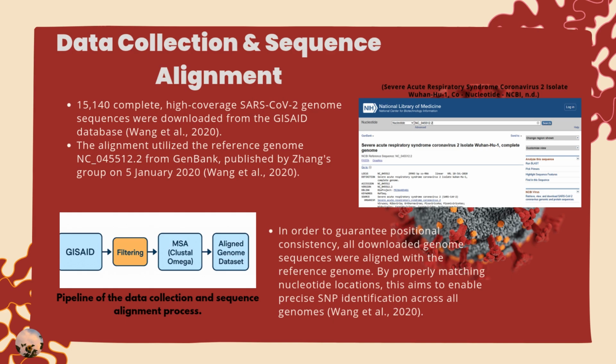Once the genome data were collected, the sequences were subjected to multiple sequence alignment using the Clustal Omega tool. The purpose of this step was to ensure that the genomic sequences were aligned in a way that nucleotide positions across different strains corresponded correctly to the reference genome. This positional consistency is essential for accurately identifying genetic variations such as single nucleotide polymorphisms, or SNPs.